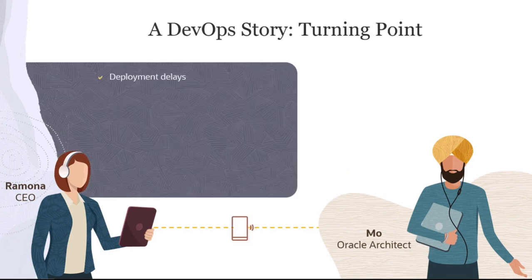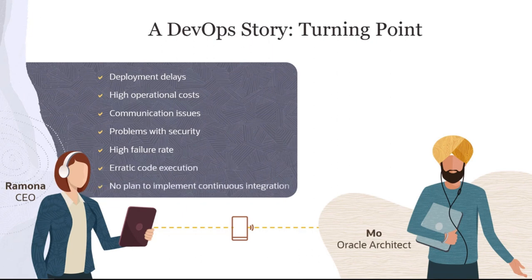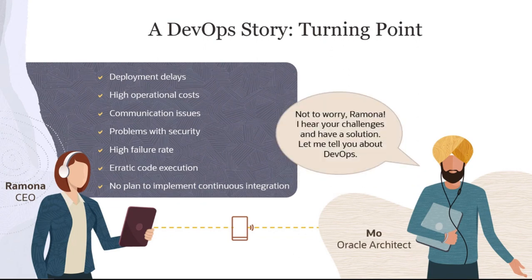Ramona and Mo spend an hour on the phone, and Ramona outlines her issues like deployment delays, high operational cost, communication issues, problems with security, high failure rate, erratic code execution, and no plan to implement continuous integration. Mo takes notes, but knows all along that he has a perfect solution and asks Ramona if she has heard about DevOps service, and then goes on to explain to her about the OCI DevOps services.